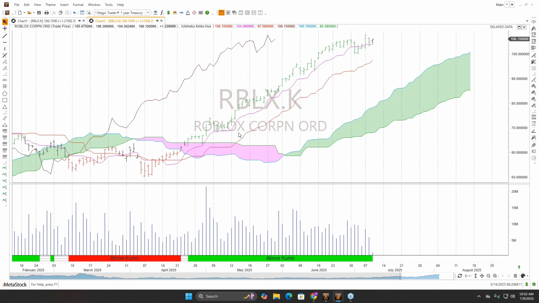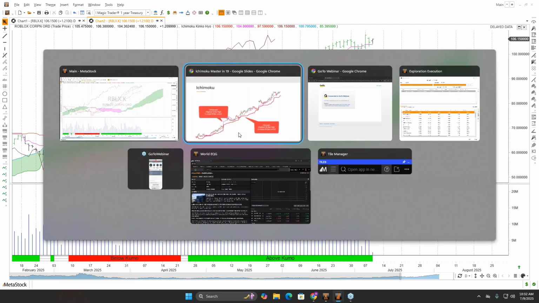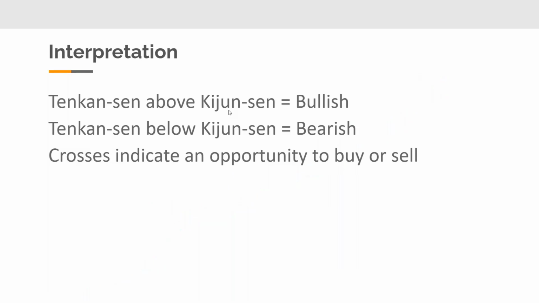That's it. That's the Tenkan-sen. It's the Kijun-sen. Let's move on to some of the other indicators. This isn't that hard. Okay. And I think the next ones that we're going to talk about, we'll reiterate: the Tenkan-sen above the Kijun-sen, that's bullish. The Tenkan-sen below the Kijun-sen is bearish, and the cross is indicated by a sell signal.